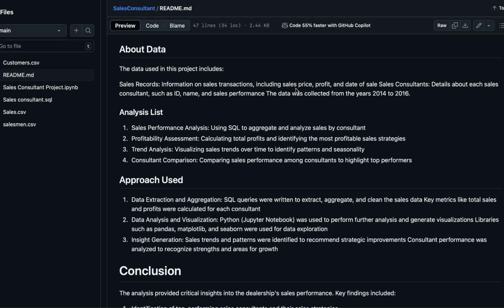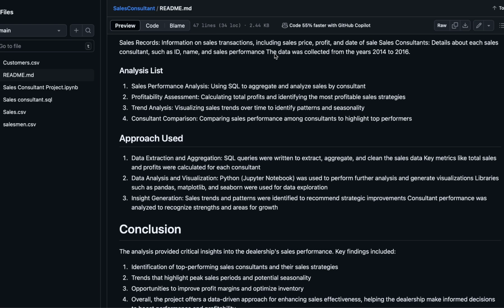Now let's talk a little bit about the data itself. We've got sales records. That is information on sales transactions, including sale price, profit, date of sale. We've got sales consultants, details about each sales consultant, such as their ID, name, and sales performance. And the data was collected from between 2014 to 2016.